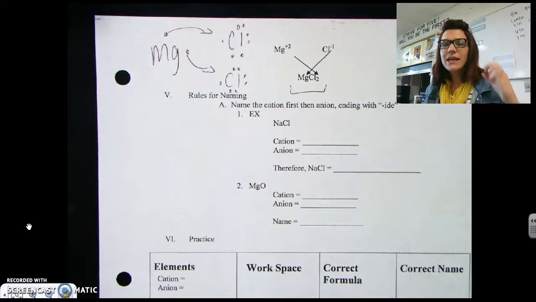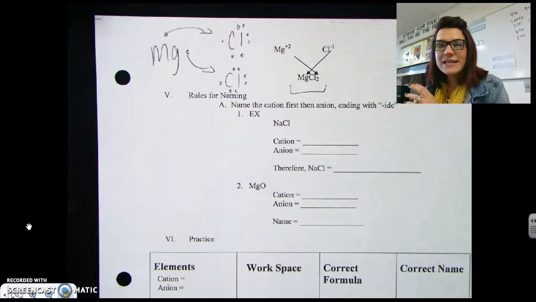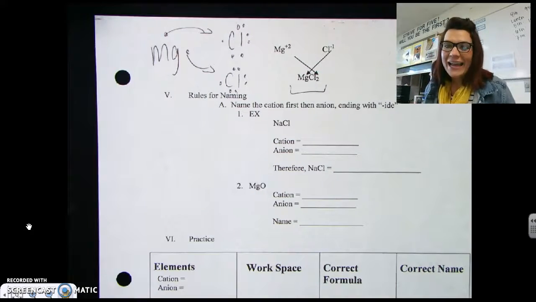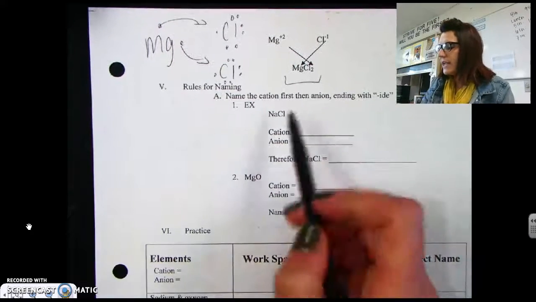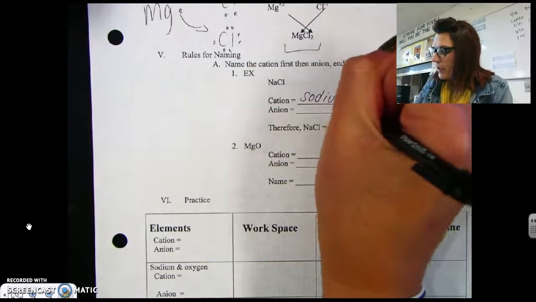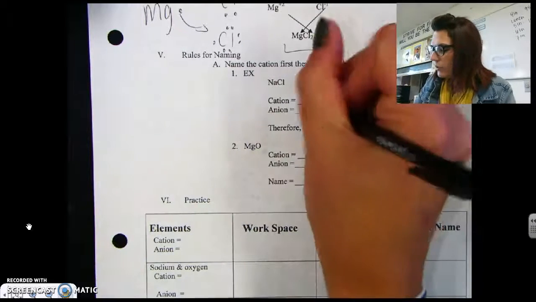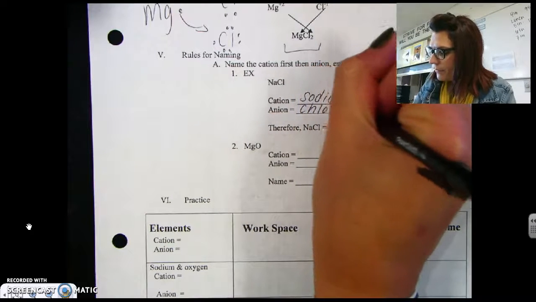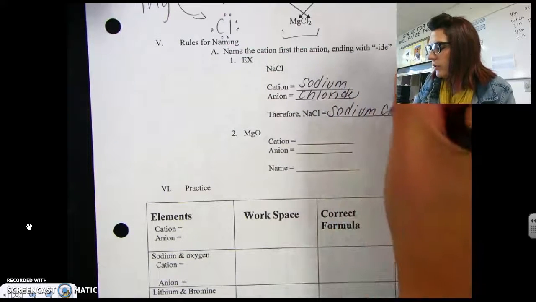How do I name? These are simple. The cations read as is, and then I add "ide" to the end of the anion. Okay? So for example, NaCl. The cation is sodium. My anion is chlorine, but I'm going to drop the "ine" and add an "ide." So it's going to be chloride. Okay? So this compound would then be sodium chloride.